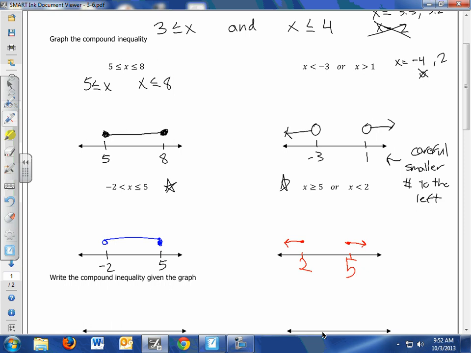Mr. Wilder, you were almost perfect. What happened? Beautiful. We got an open circle above 2 with our arrows going to the left, and then a closed circle above 5 with our arrow going to the right. Questions about that?